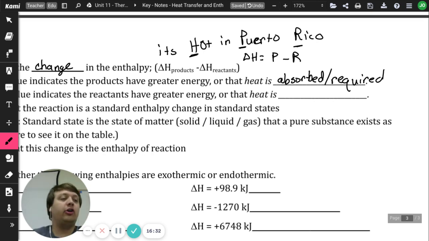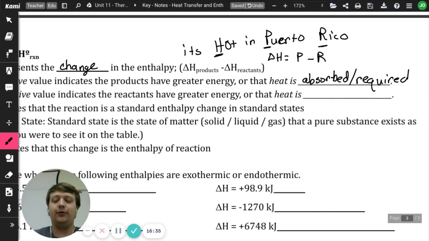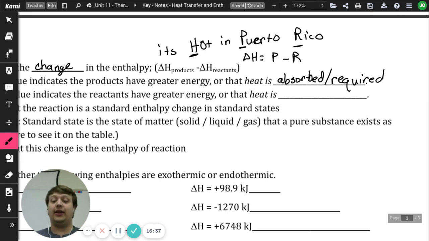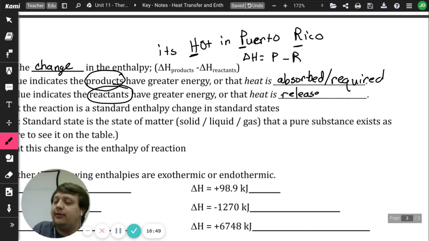Okay. In terms of a negative value, that's going to indicate that the reactants have a greater energy. So again, positive value, your products have a greater energy. Negative, the reactants have a greater energy. And so what we see is that energy is released, or we could say that it is produced. Okay?